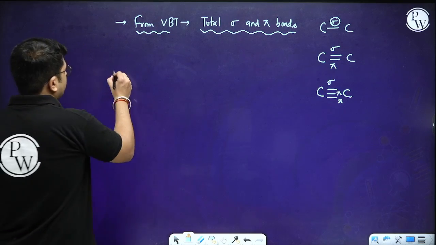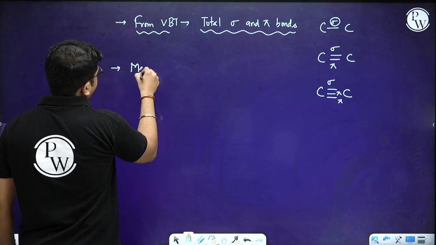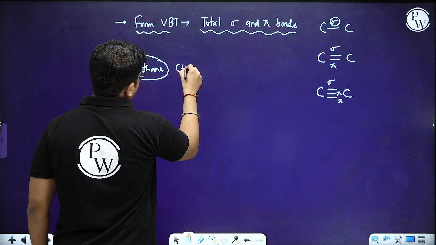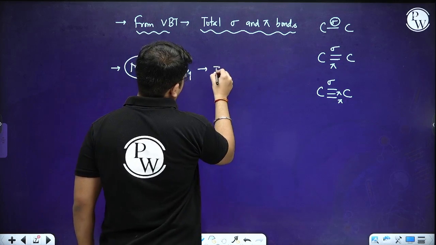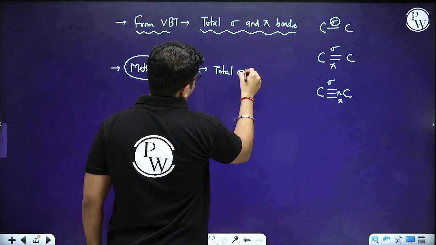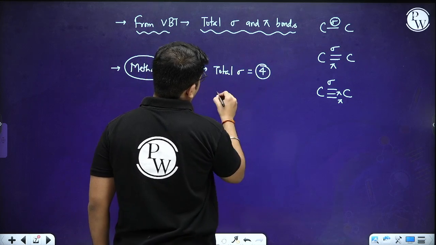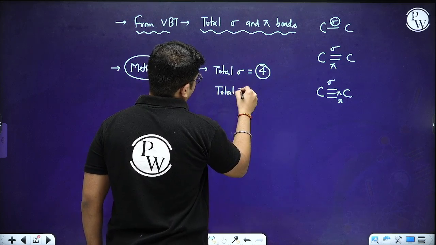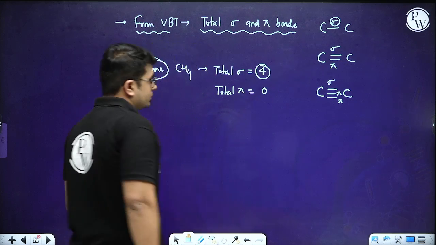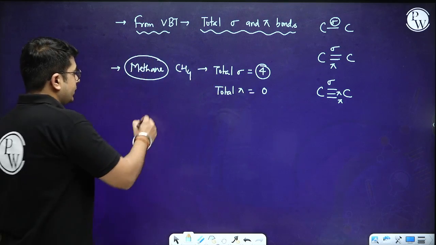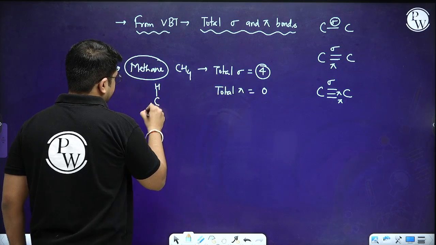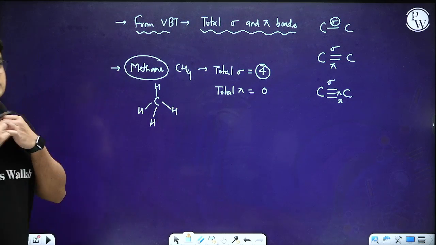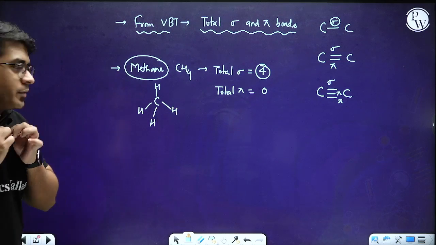So let's talk about methane only. In case of methane, which is CH4, you can say total sigma bonds are basically 4. Total pi bonds are basically 0, because in case of methane, every bond is a single bond. So there is no concept of pi in this particular case.